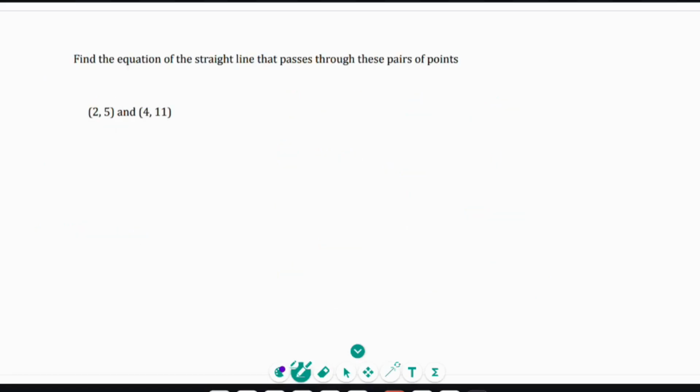Okay, we also need to know how to find the equation of a straight line that passes through a pair of points. This is the general formula for the equation of a straight line. So we need 2 bits of information: we need the gradient and the y-intercept. So let's find the gradient first by using our gradient formula. So m is 3. So we know that y is equal to 3x plus c.